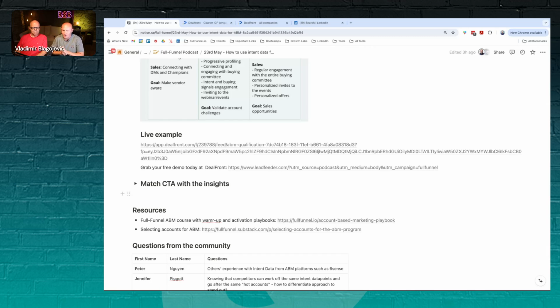So our goal today was to show you how to use intent data to define these accounts and segment them into ABM lists, the 3 lists that we were explaining. And also to show you a few examples of how you can build the follow-up messages, the follow-up activities. Of course, based on this, you can plan the retargeting ads.